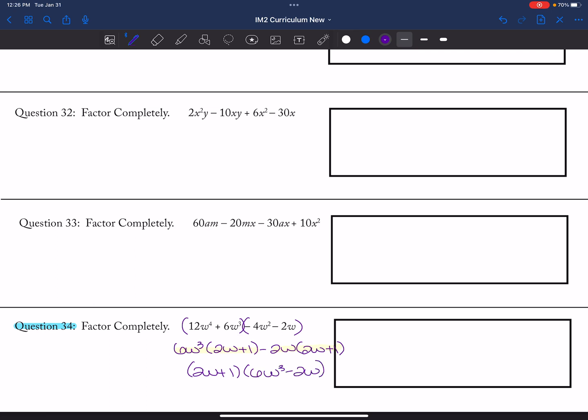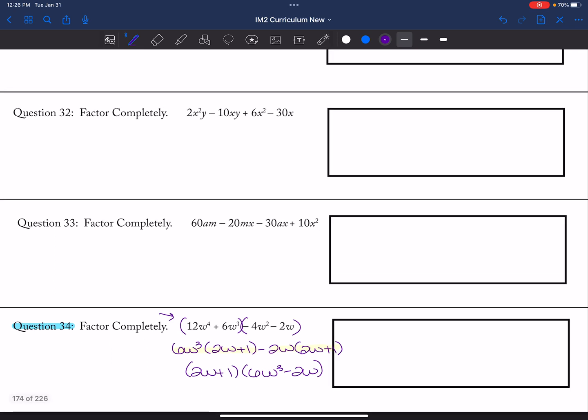Now here's the thing, I should have probably factored out my greatest common factor first, but if you don't do it first, you could do it in the end, because there is something in common between these two terms, which is a 2w. So I can factor out a 2w and have a 2w plus 1, and what I'm left with in here is a 3w squared minus 1. So my factored form is 2w plus 1 and a 3w squared minus 1. Okay, and that is it for all of my every other even.